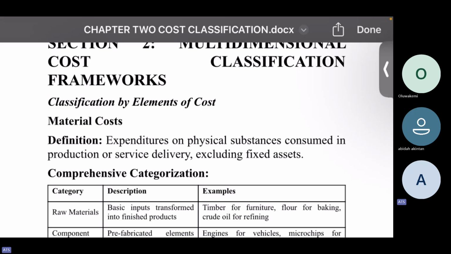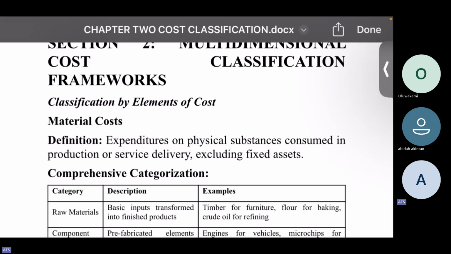So let's start with material costs. Material costs are expenditures on physical substances, with emphasis on physical. They are things you can see, you can touch, consumed in the production or service delivery, excluding fixed assets. I'm going to be using this fashion designer example a lot. Say you want to make a dress. The material you use, the fabric, the zip, the thread, all those are what count as material, excluding fixed assets.